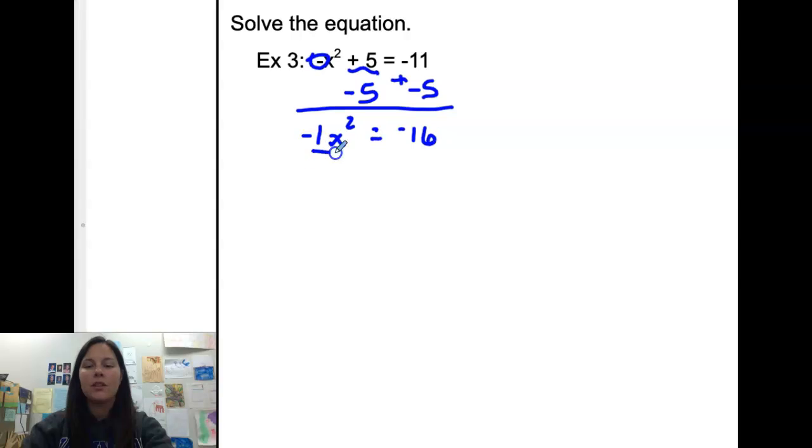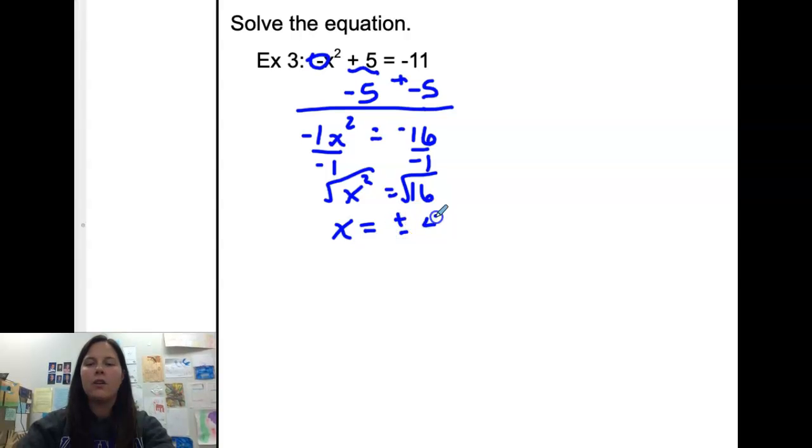To get that x squared all alone, we're going to need to cancel that negative 1. So I'm going to divide both sides, leaving me with my x squared. And my negative 16 divided by negative 1 gives me a positive 16. Finally, to cancel that square, I'm going to take the square root of both sides. What number, when I multiply it by itself, gives me 16? Positive or negative 4.